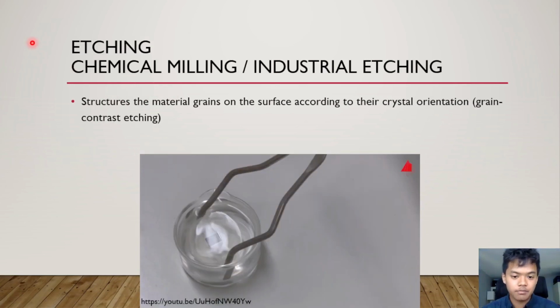And then next we got etching. So etching, in a nutshell, is basically grinding but with chemicals. So why do we etch? Structures the material grains on the surface according to their crystal orientation. Grain contrast etching. So etching, basically what it does is it removes the smaller imperfections in the material, and it exposes the crystals within the metal. Okay.